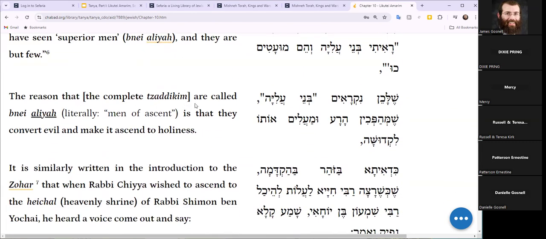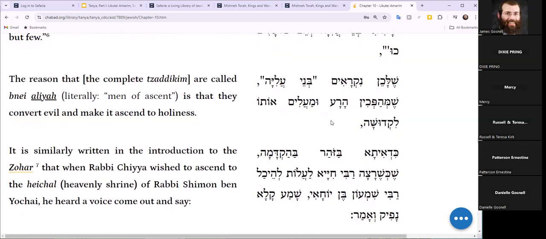The reason that the complete tzaddikim are called b'nei aliyah, literally men of ascent, is that they convert evil and make it ascend to holiness.